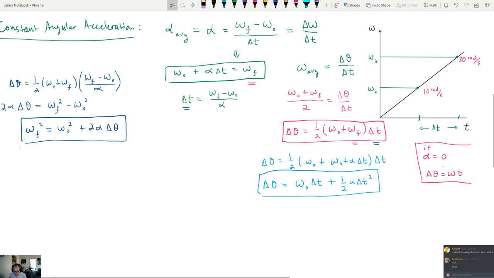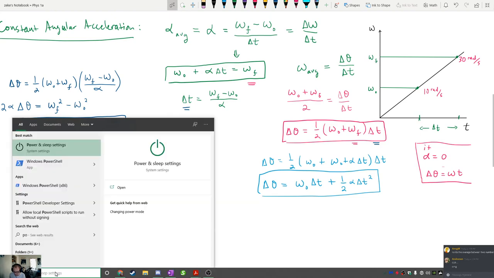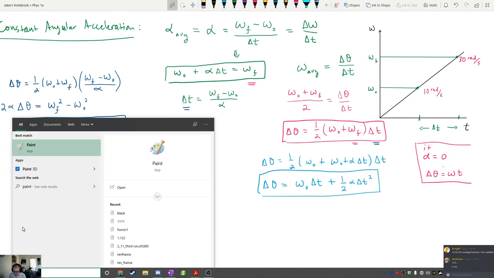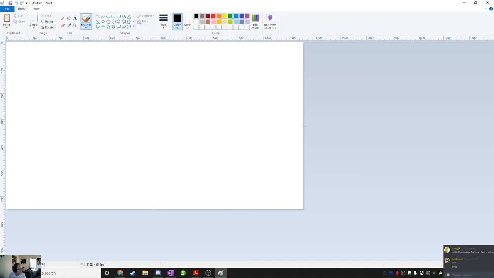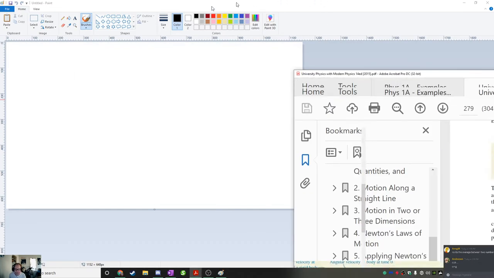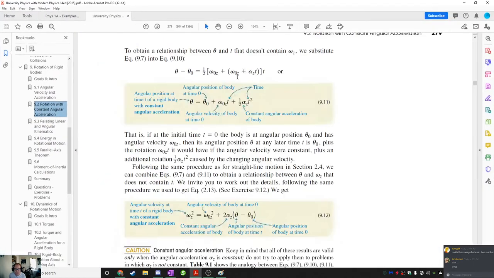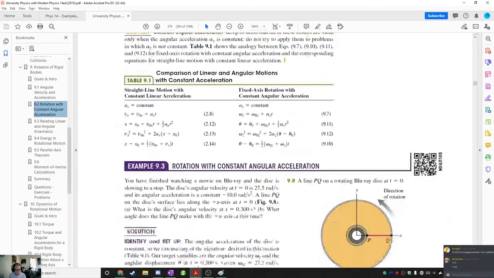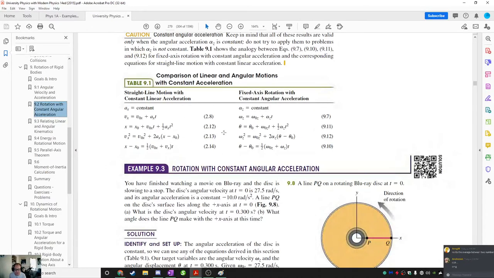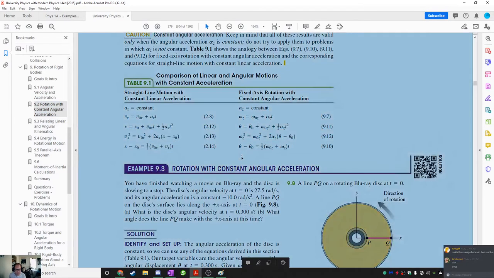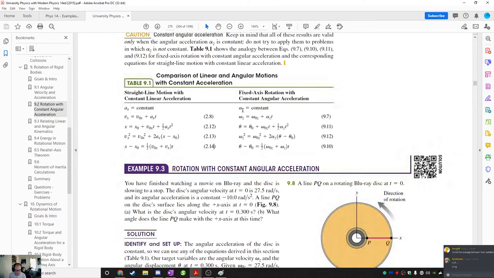So we're going to do a problem now. This problem from your textbook right here. And your textbook has this table right here. I guess we might as well look at this. This table basically shows you the straight line motion with constant linear acceleration, and rotation with constant angular acceleration. Here's all the equations we just derived on the right here. They like to use the subscript z.